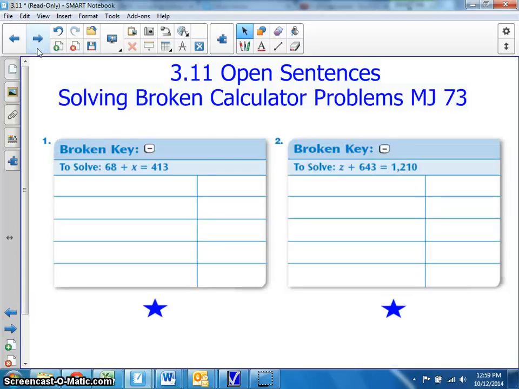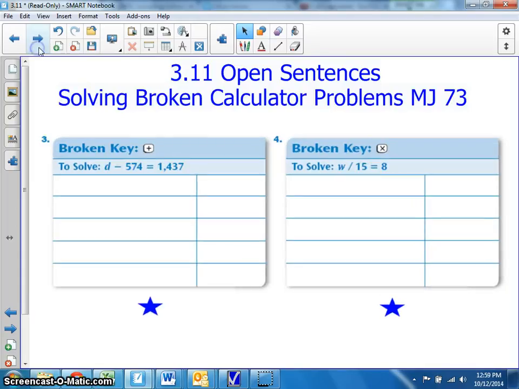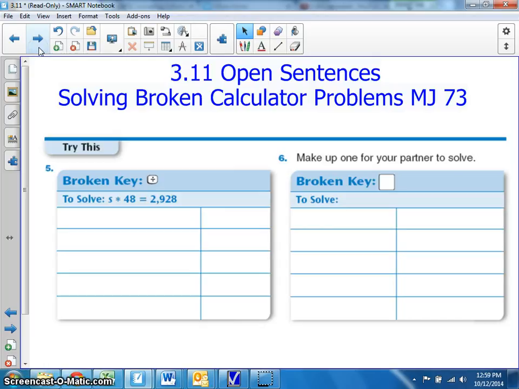So, a reminder that open number sentences are simply trying to find the missing number. And a variable is the letter you put in the place where you're trying to figure out what goes in that spot, and a solution is the answer to what is that spot worth.